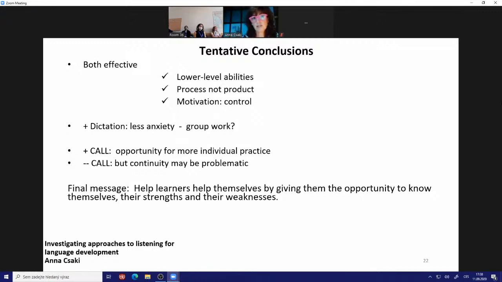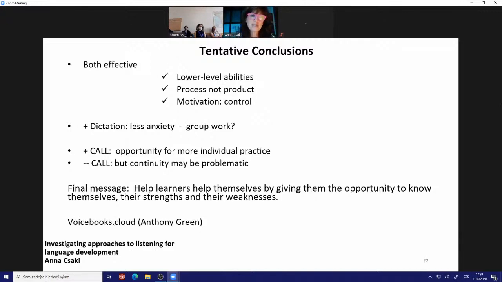And my final message is really what I learned: to help learners help themselves by giving them the opportunity to know themselves, their strengths and their weaknesses. And this should carry on into lifelong learning, ideally, right? So, there's one more thing I'd like to share with you before I end.